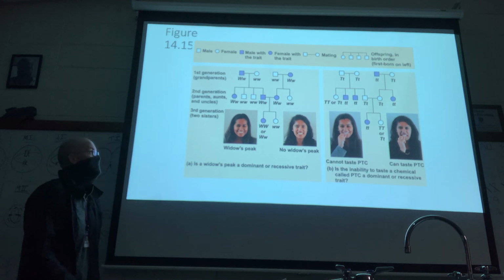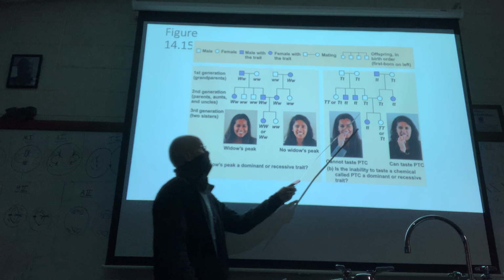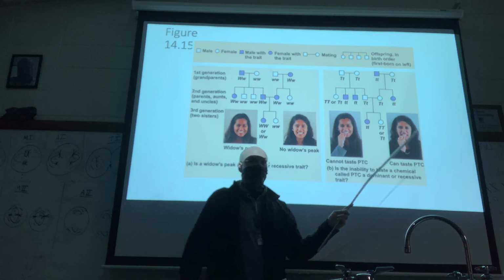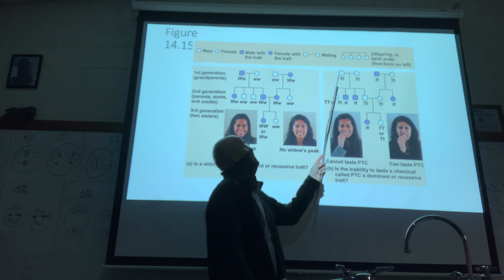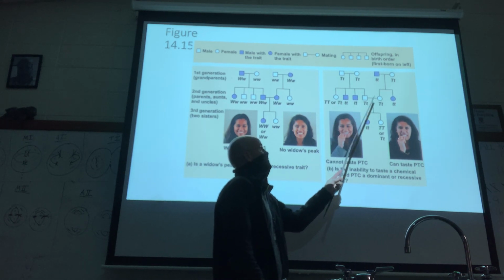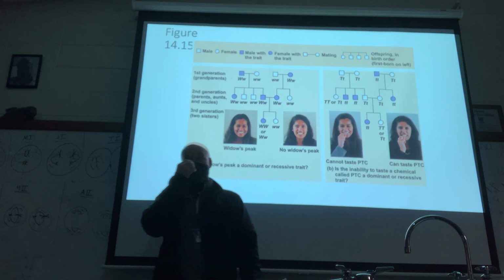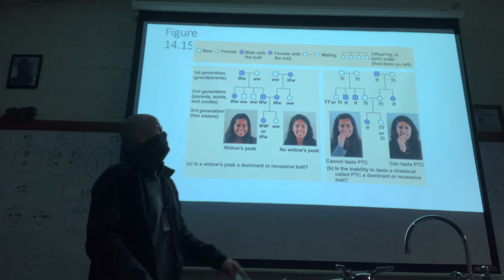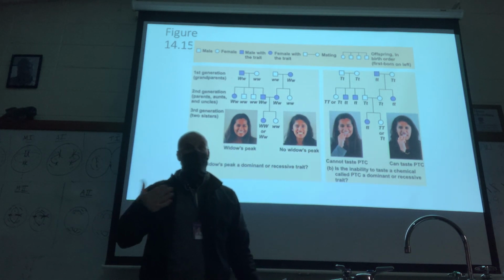Not always the case. So let's look at this pedigree right here. Let's pretend, and we're going to practice this on the next slide, let's pretend these genotypes were not shown. Okay? We don't know big T, little t, or little t, little t. And you just saw this pedigree with the shapes and the shades. And that's it.